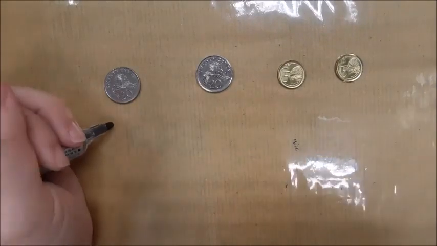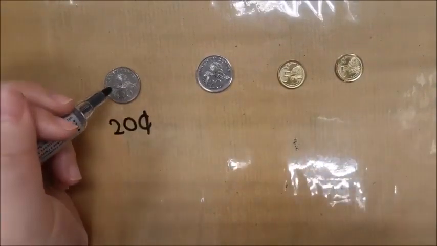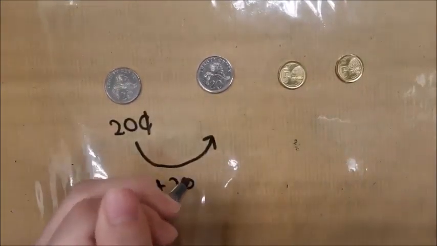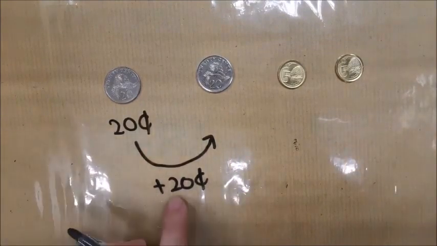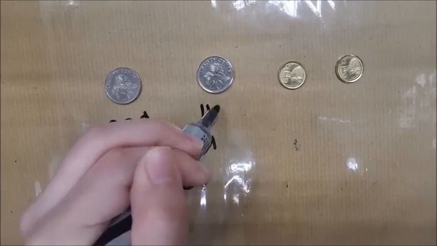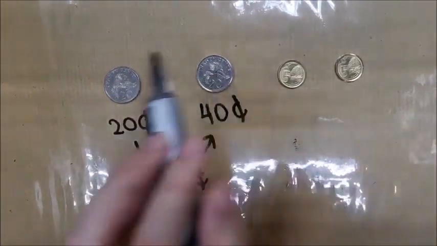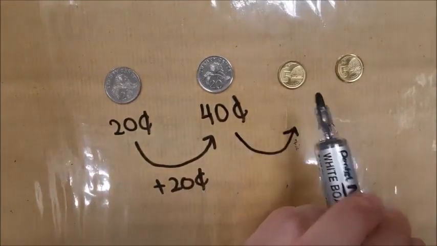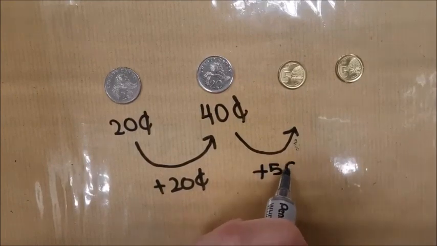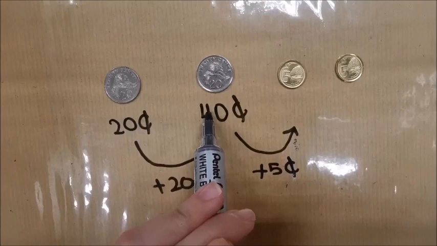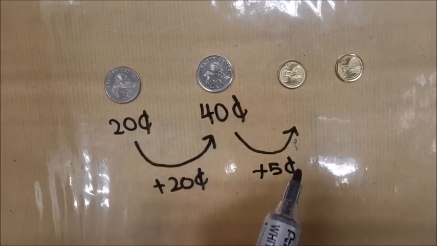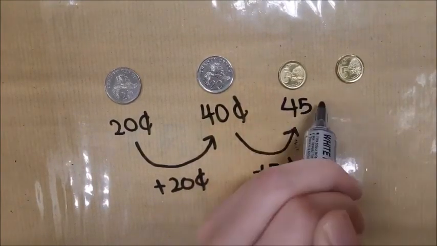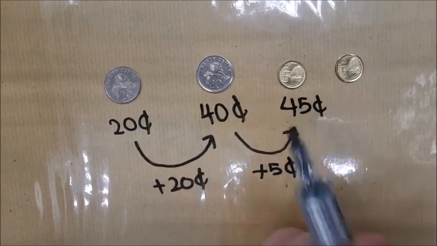Are we ready? This is 20 cents over here. We add another 20 cents. 20 cents plus 20 cents equals 40 cents. So now there are 40 cents here. Let's move on to the next coin. What coin is this? Yep, it's a 5-cent coin. 40 cents plus 5 cents. 40 plus 5 equals 45. Now we have 45 cents.